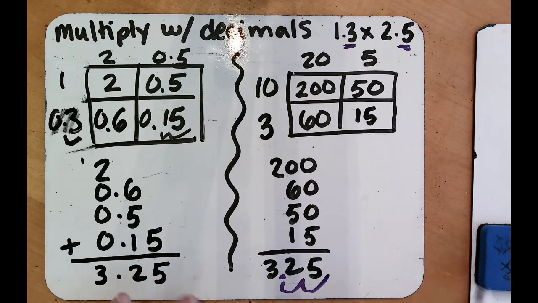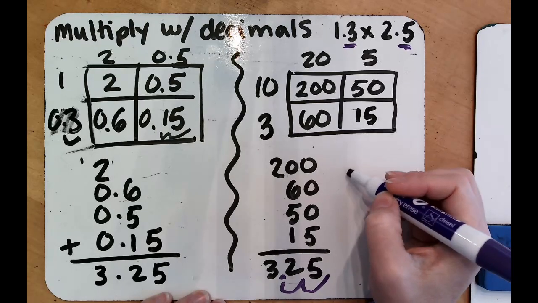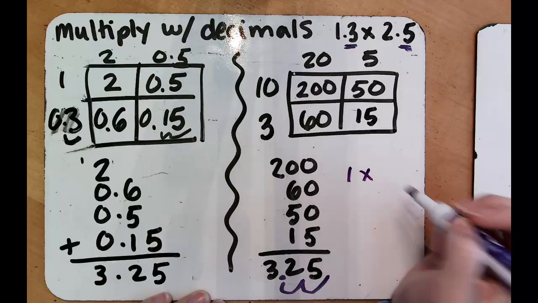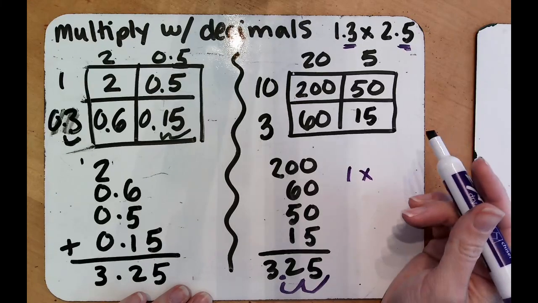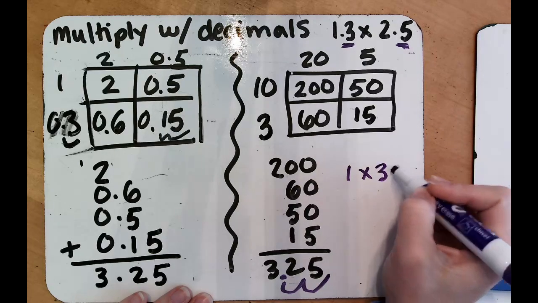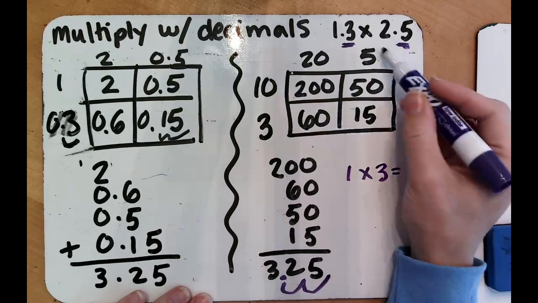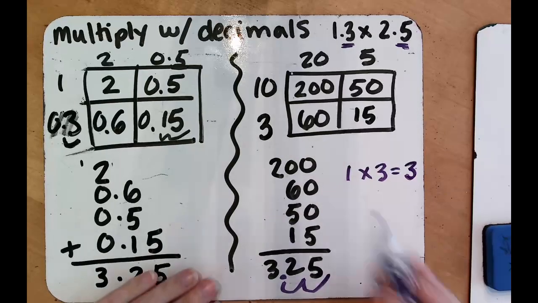So what we're going to do is actually estimate this problem. So I've got 1.3. I'm going to round that to 1. And I'm going to multiply that by 2 1/2, it can go either way. I like rounding up, so we're going to do 1 times 3. Okay, so I'm rounding this up to here, so I'm estimating here 3. So my answer needs to be somewhere around 3.